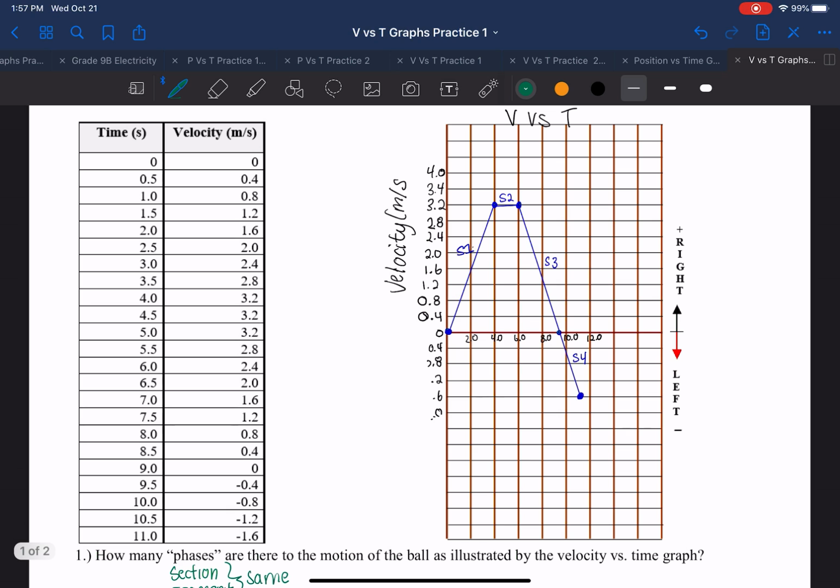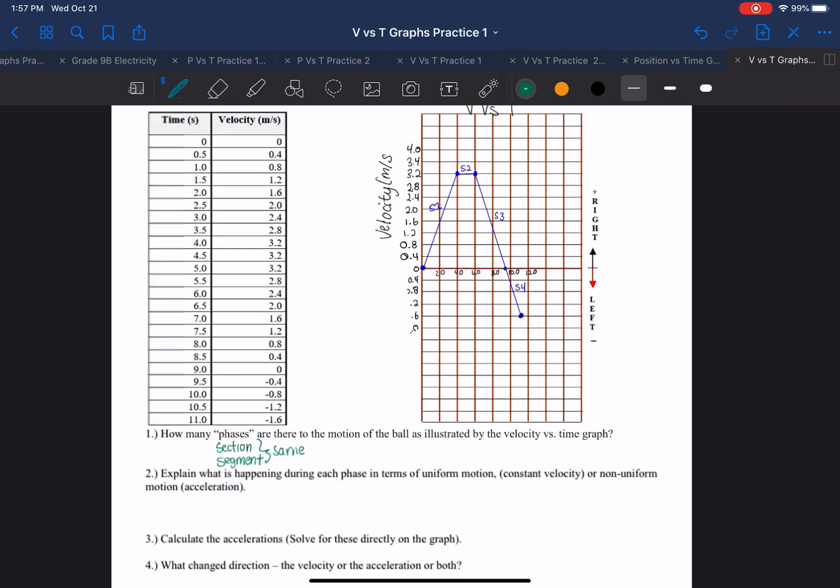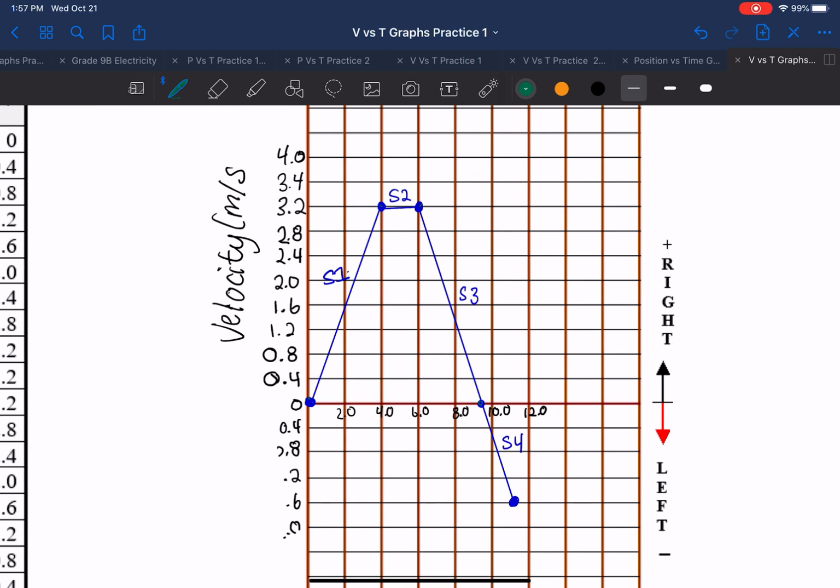Once you plot all these values, you're going to get the same characteristics as I did for these lines. You're going to notice that there are actually 4 different phases. So the answer to question 1 would be 4. And for the 4 different phases, we're going to talk about it a little bit more in depth.